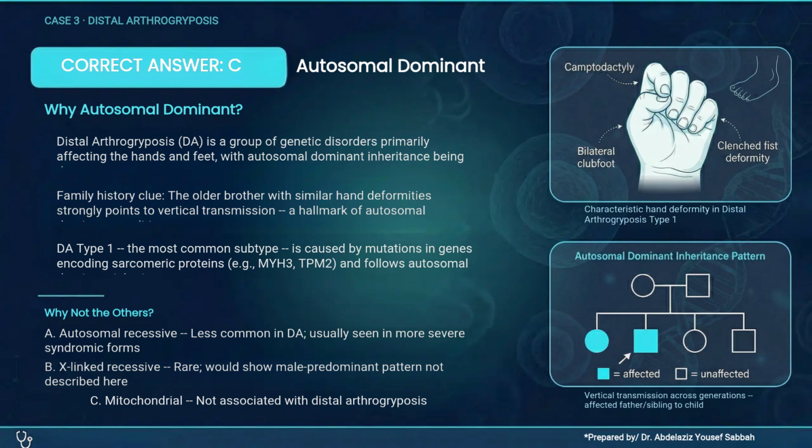Distal arthrogryposis type 1, the most common subtype, is caused by mutations in genes encoding sarcomeric proteins such as MYH3 and TPM2 and follows autosomal dominant inheritance. Autosomal recessive inheritance is less common in distal arthrogryposis and is usually seen in more severe syndromic forms. X-linked recessive inheritance is rare and would show a male-predominant pattern not described here. Mitochondrial inheritance is not associated with distal arthrogryposis.